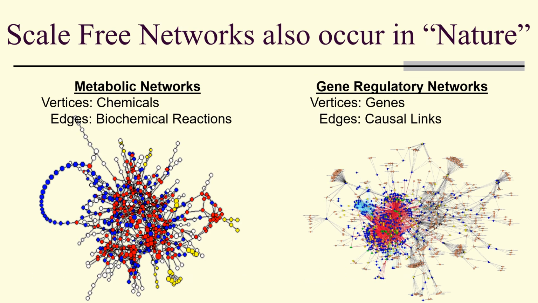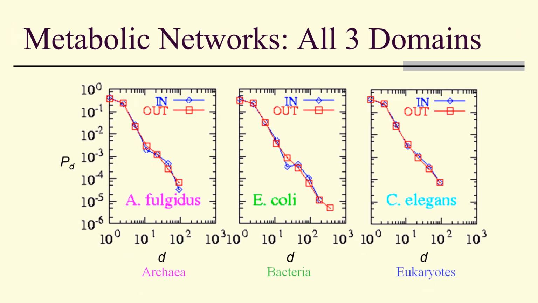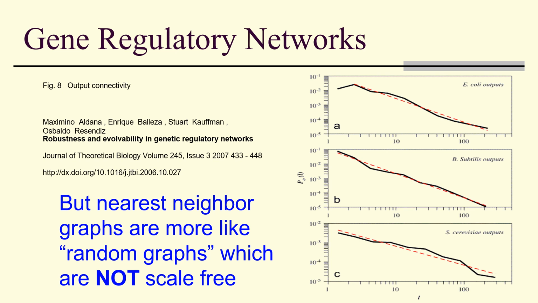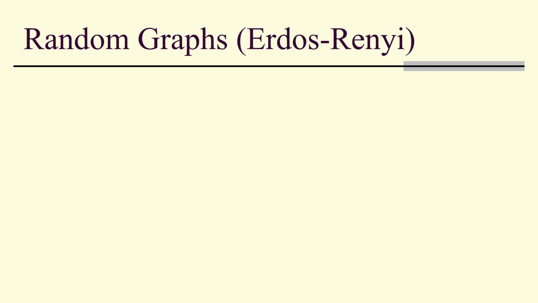Here are some metabolic networks and gene regulatory networks in nature. Here is the log-log plot for archaea, bacteria, and eukaryotes. And approximately these are power law distributions. They're straight lines in the log-log plot. For gene regulatory networks, the red dotted lines are the straight lines in the log-log plot. So yeah, approximately scale-free. But nearest neighbor graphs are more like random graphs, which are not scale-free.